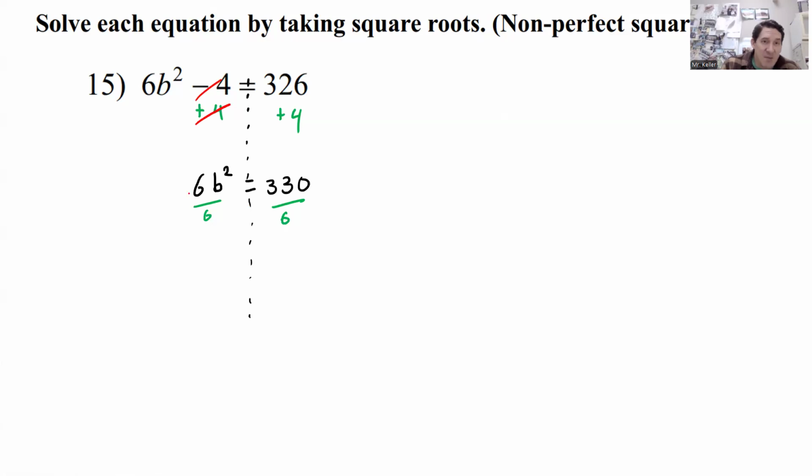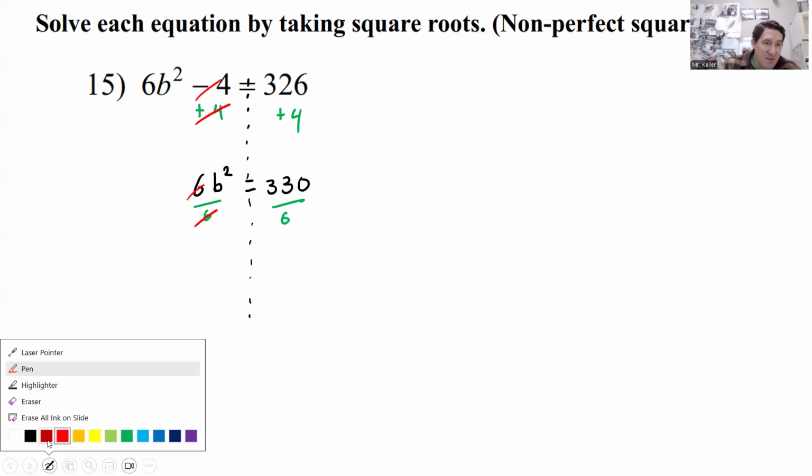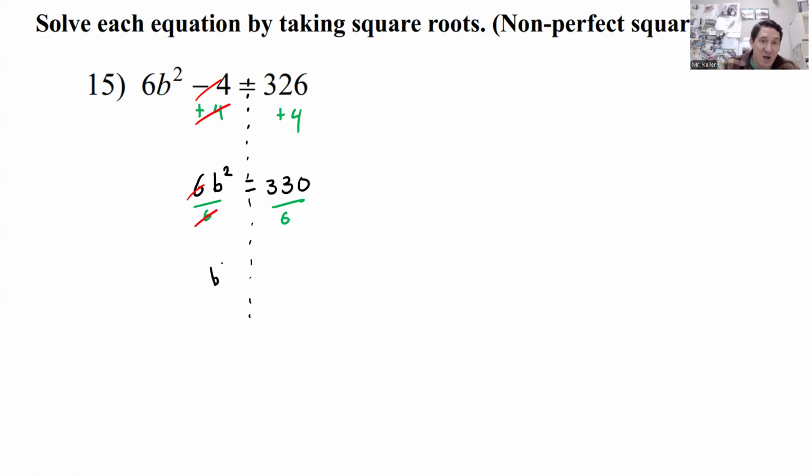So times 6 divided by 6 cancels each other out. And then I'm left with b squared is equal to, what is that? 330 divided by 6, that'd be 55. Yeah, 55. So here, the opposite of squaring something is taking the square root. So I'm going to square root both sides. The square and the square root cancel each other out, so you're left with just b.